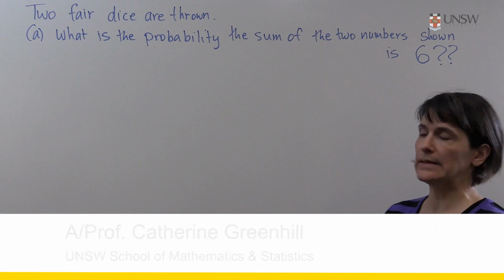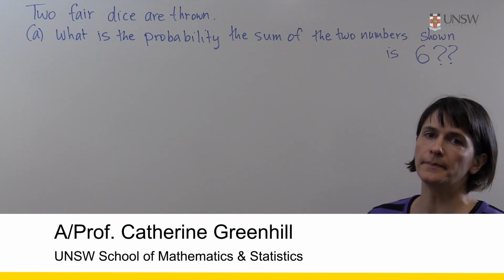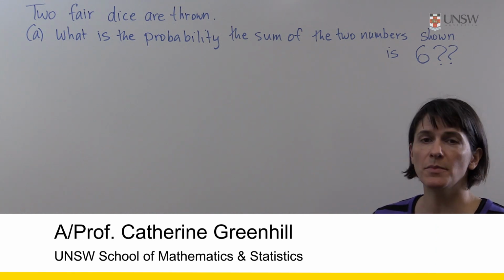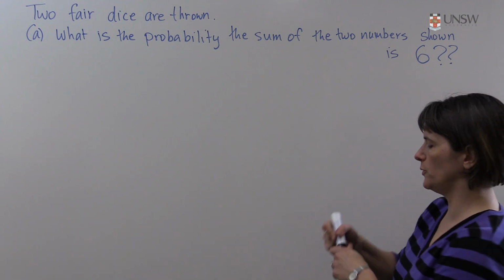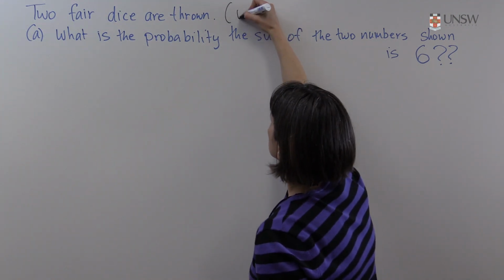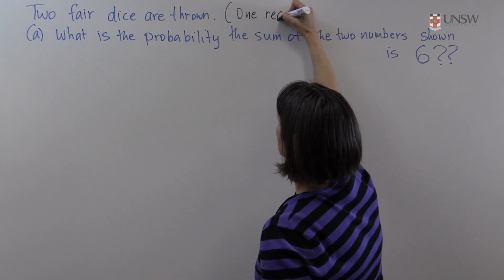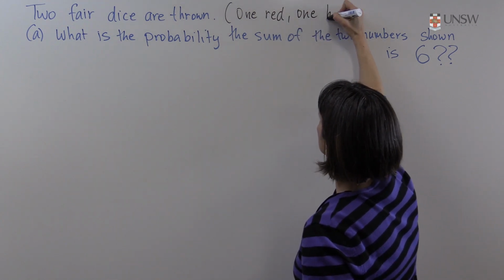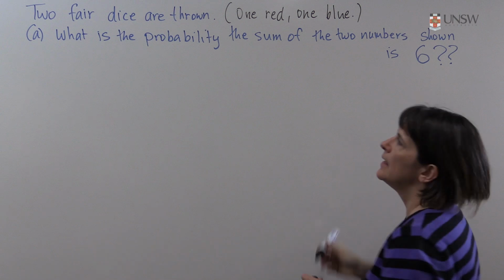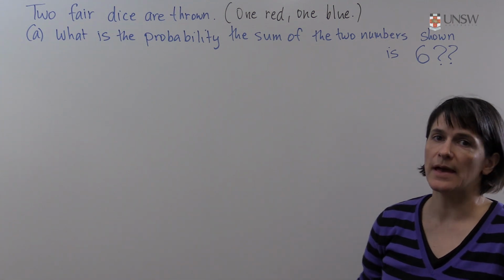Here's a question on probability. Two fair dice are thrown. I'm going to want to tell these apart, so I'm going to say one of them is red and one of them is blue. And now we're going to answer some questions about this.